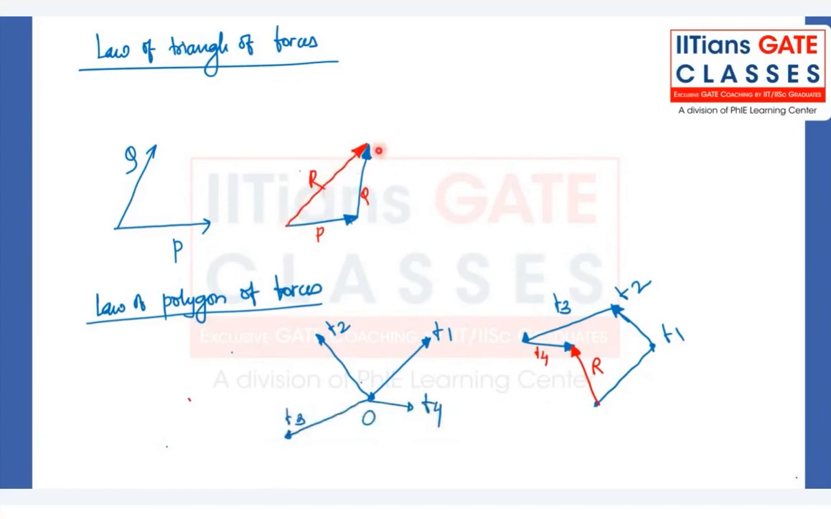And the same law you can use for the polygon. The statement is the same: if a number of forces, here F1, F2, F3, F4, are represented in magnitude and direction by the sides of a polygon, F1 in this direction, F2 in this direction, F3 in this direction, F4 in this direction, as shown in the first figure, then the resultant will be the closing side taken in the opposite order. I hope it is clear, law of triangle of forces and law of polygon of forces. Any doubt in this?